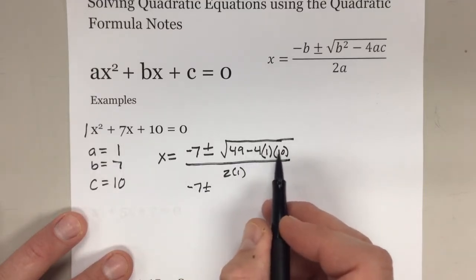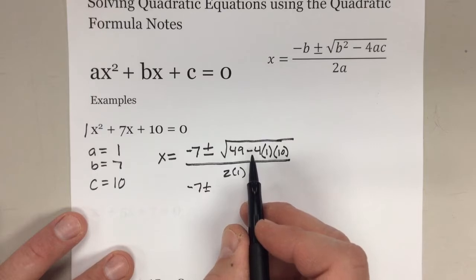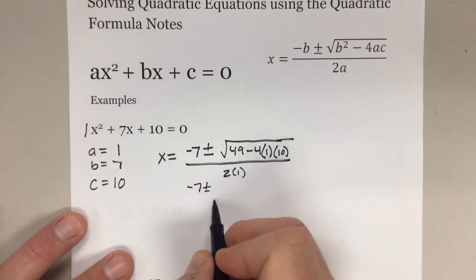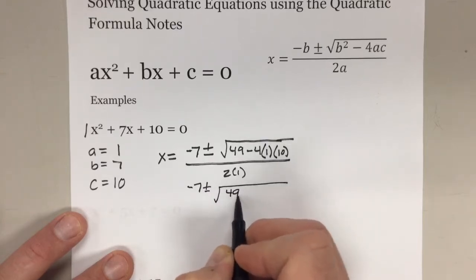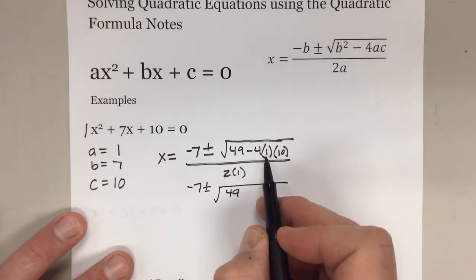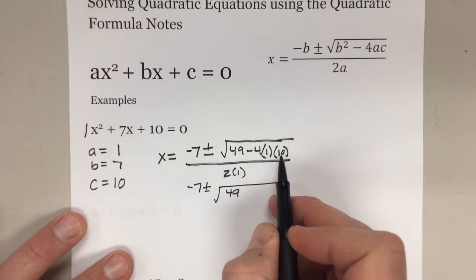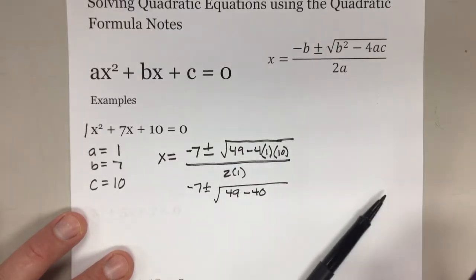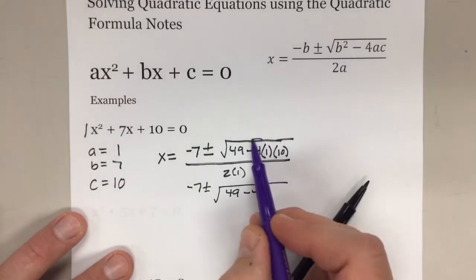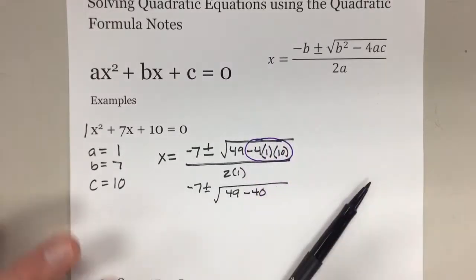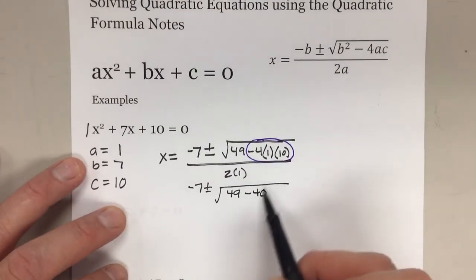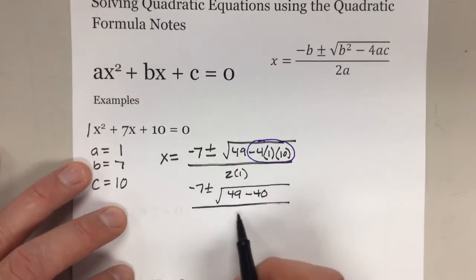Here, to simplify, all you do is multiply negative 4 times 1 times 10. So I'll have 49. Negative 4 times 1 is negative 4. And negative 4 times 10 is negative 40. So I just multiply these three numbers together. Forget about that it's subtraction for right now, and just treat that 4 like it's a negative 4. So negative 4 times 1 times 10, negative 40. On the bottom, 2 times 1 is just 2.